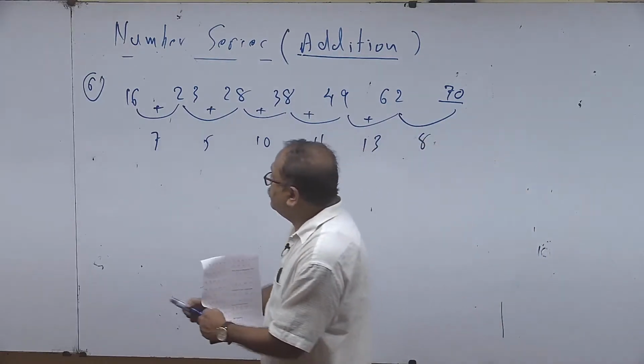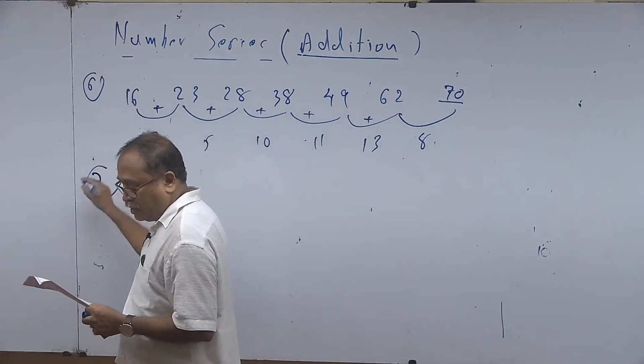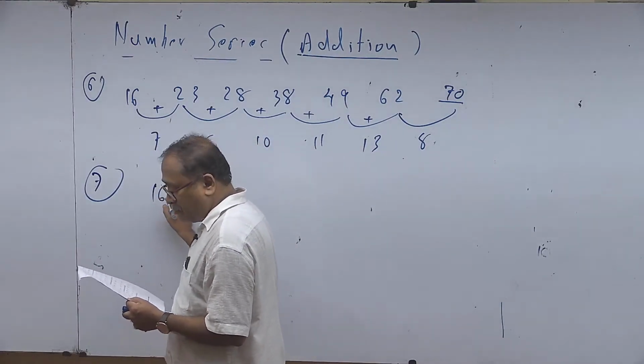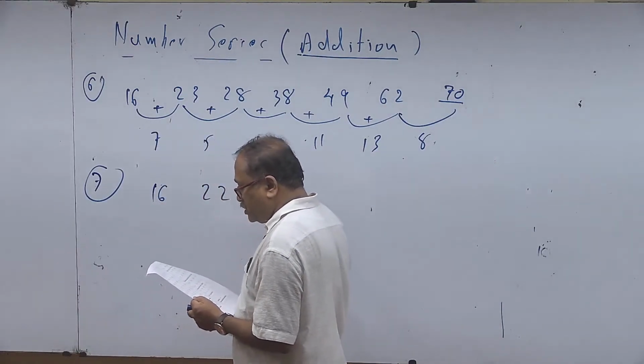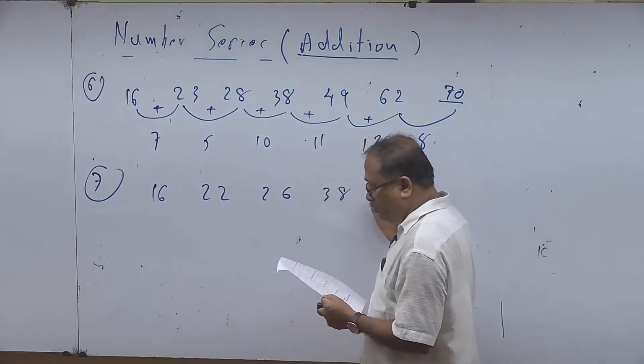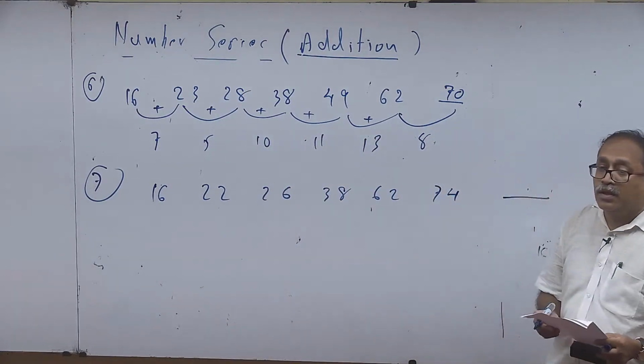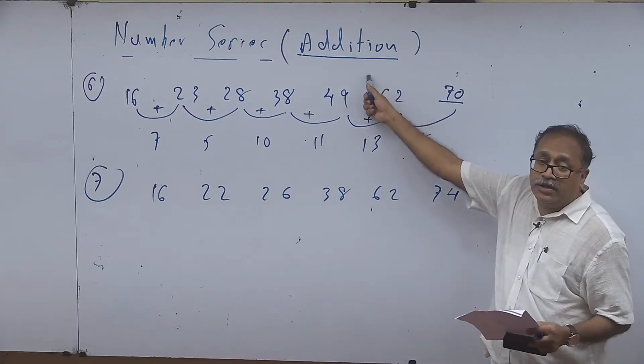Question number 7. Let's write down this here. That's 16, 22, 26, 38, 62, 74 and next. As we discussed, we are dealing with the addition.